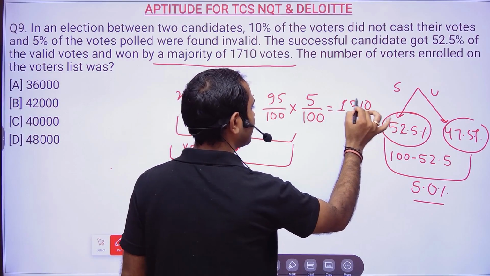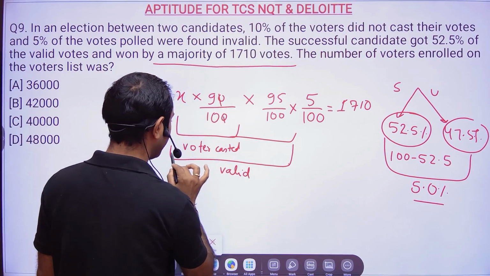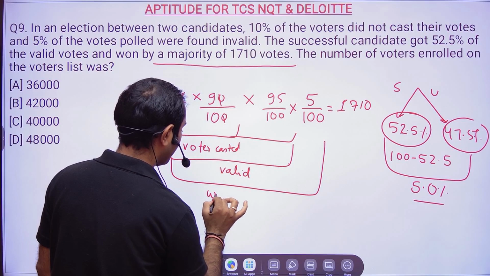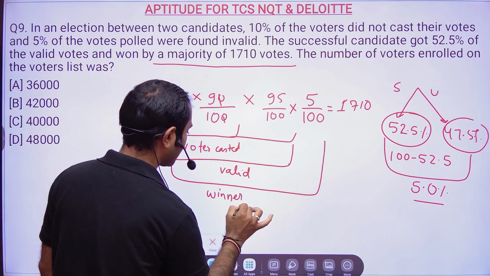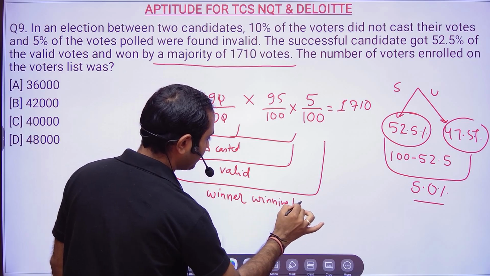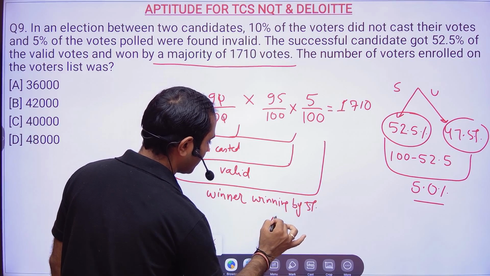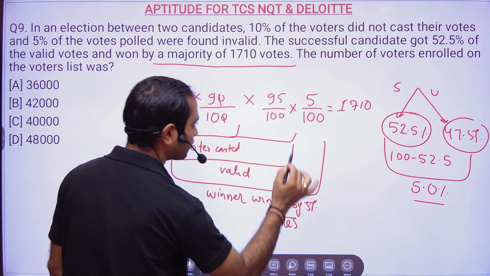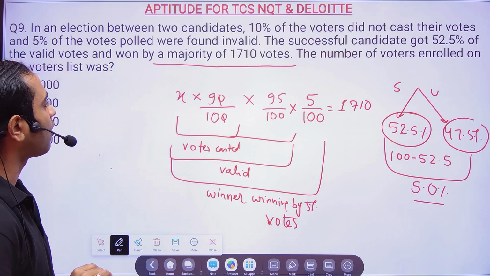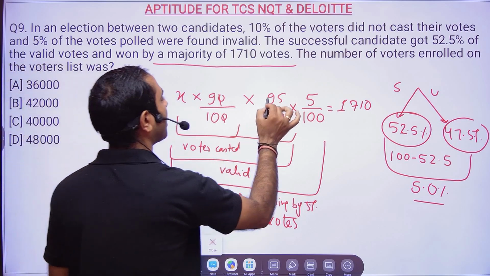So that means, see, this is nothing but total valid votes. And now this is the winner, winning by 5% votes. By 5% votes. Okay. That's what is here. Now this is what we have to solve. Once we solve, we will be able to get the answer.